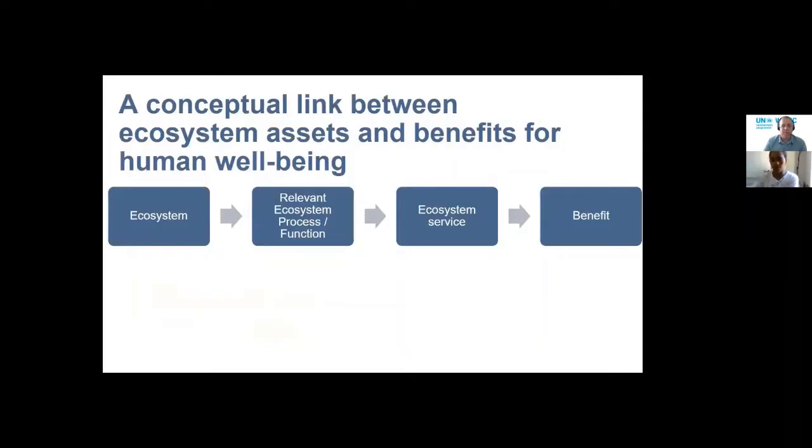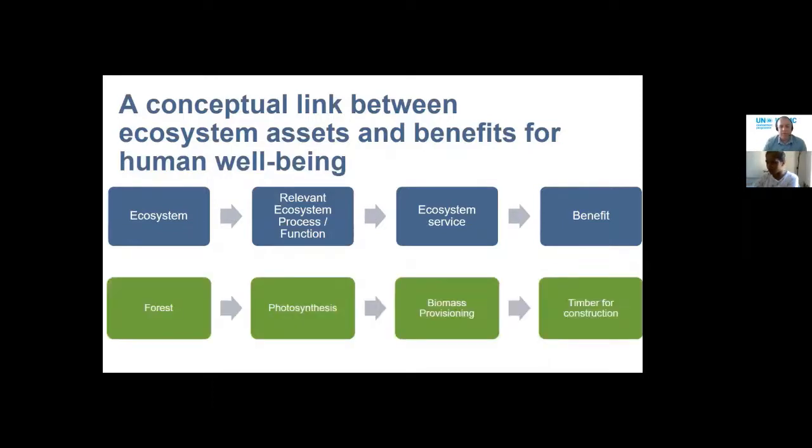So that's the general idea of what we're looking at now. And I think you can sketch that out as a conceptual link from the ecosystem asset through to some kind of relevant ecosystem processes or functions that yield the ecosystem service, which in turn leads to a benefit for people. And so as an example, we may have forests as the asset, photosynthesis as the ecosystem function, which yields a flow of biomass or provisioning services. And then from that, with investment in some harvesting technology, we can get timber for construction.